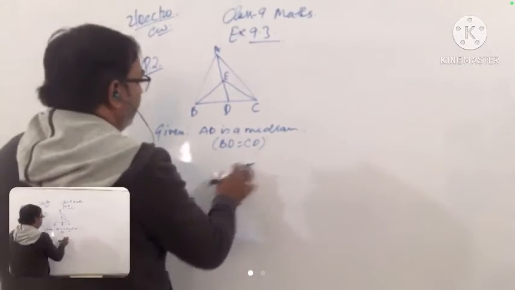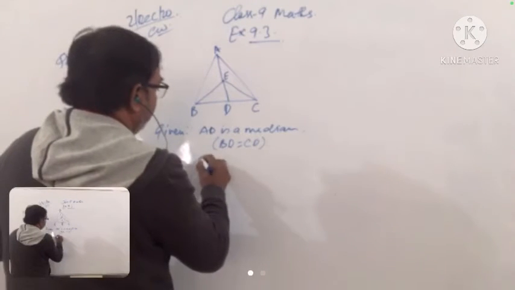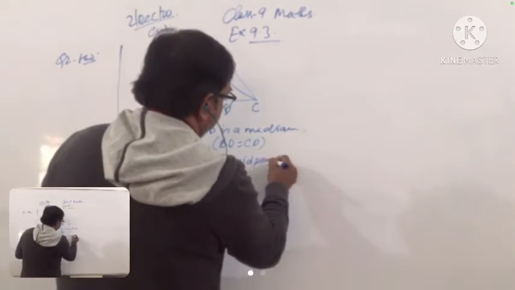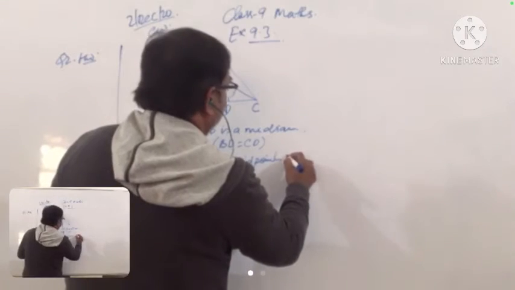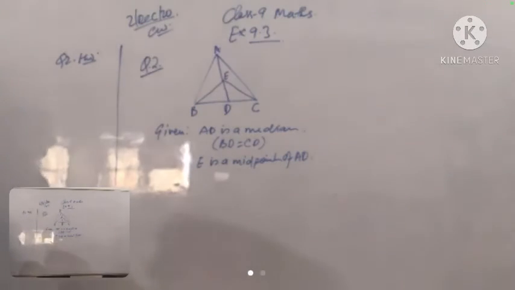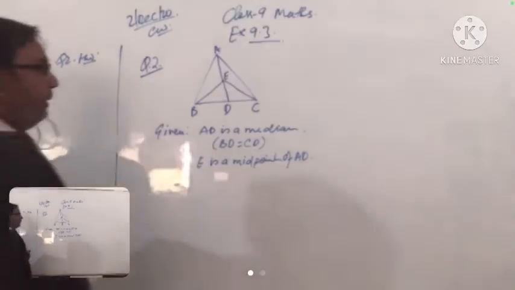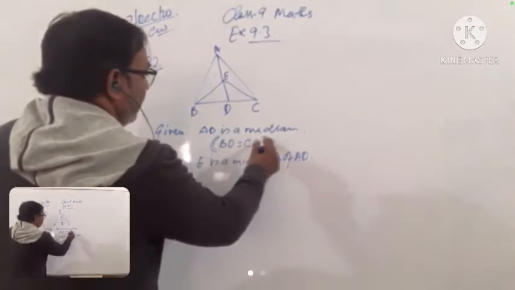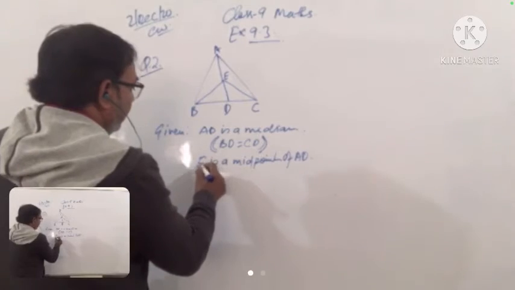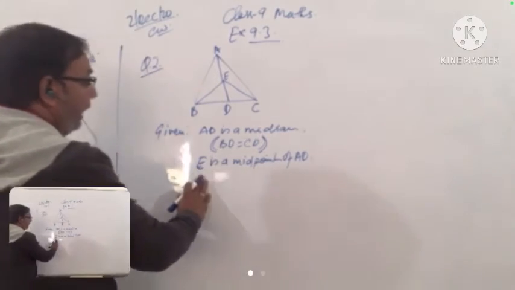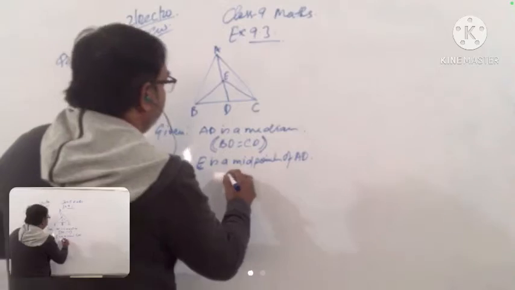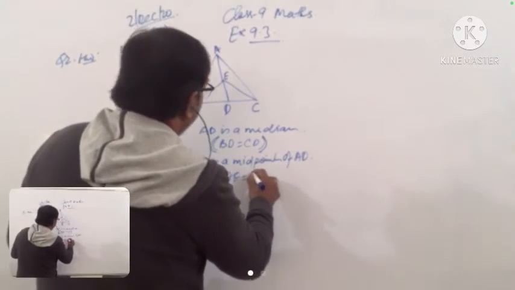This we will get. And the second given is E is a midpoint of AD. Yes, clear? AD is the median, so from that we have this conclusion, we write it because we are solving, so it will be easy during writing. And E is the midpoint. E is the midpoint means that AE is equal to DE.